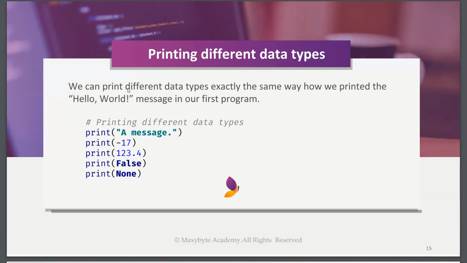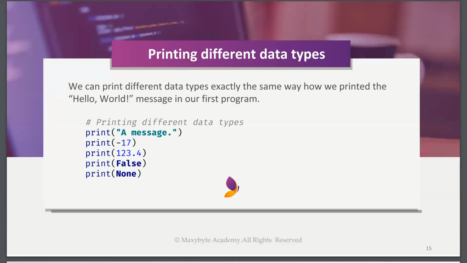So right here, we have printing different data types. We already saw the data types, and we also familiarized ourselves with the data types in theory. But now in practical, we want to really go into these data types by typing them into Python. So this is what we want to look into now. As you can see, we can print different data types exactly the same way we printed the hello world message in our first program. So let's find out how we can achieve that.